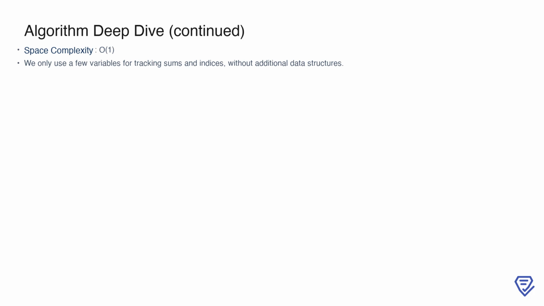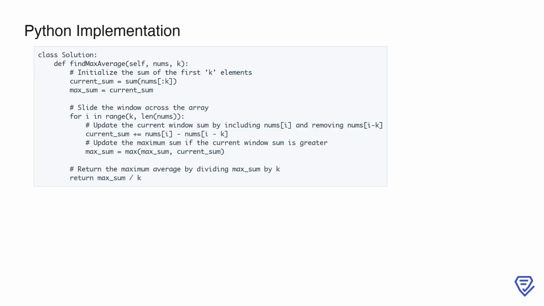The space complexity is O(1), since the algorithm only uses a few variables to maintain the current window sum, maximum sum, and indices. No additional data structures are needed beyond the input array. This combination of linear time complexity and constant space usage makes the sliding window approach highly efficient and well-suited for solving this problem. This Python implementation solves the LeetCode problem number 643, Maximum Average Subarray, using a sliding window technique.